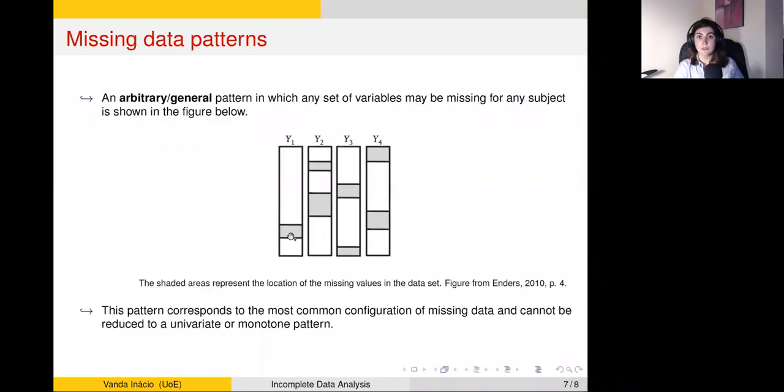And let us now move to the last pattern that we will be learning, and it's the most general pattern in which any set of variables might have missing values for any subject. So it's something of this type. We have variables and missing values can occur in any variable for any subject, and obviously a general pattern cannot be reduced to a univariate pattern because we have missing values in several variables, and it cannot also be reduced to a monotone pattern, so we cannot rearrange the rows and the columns such as we have a staircase.